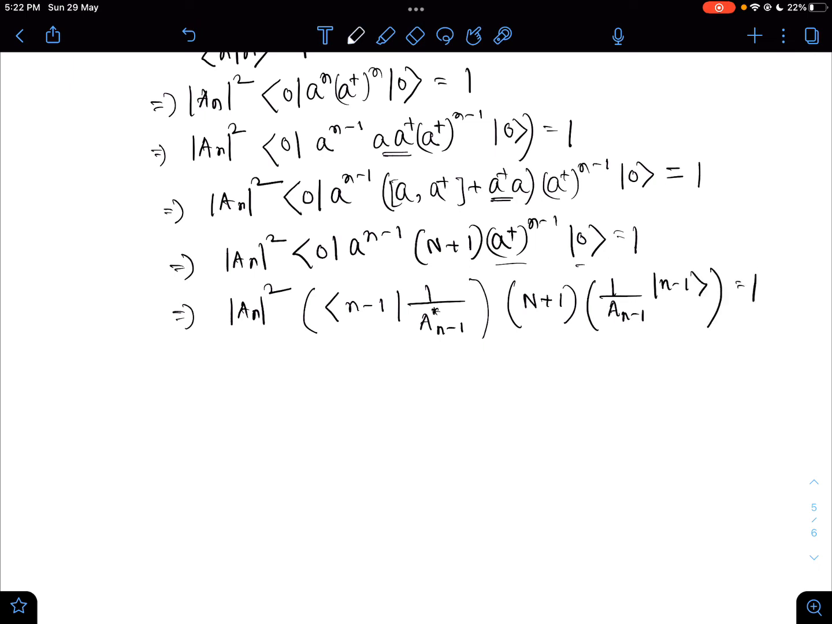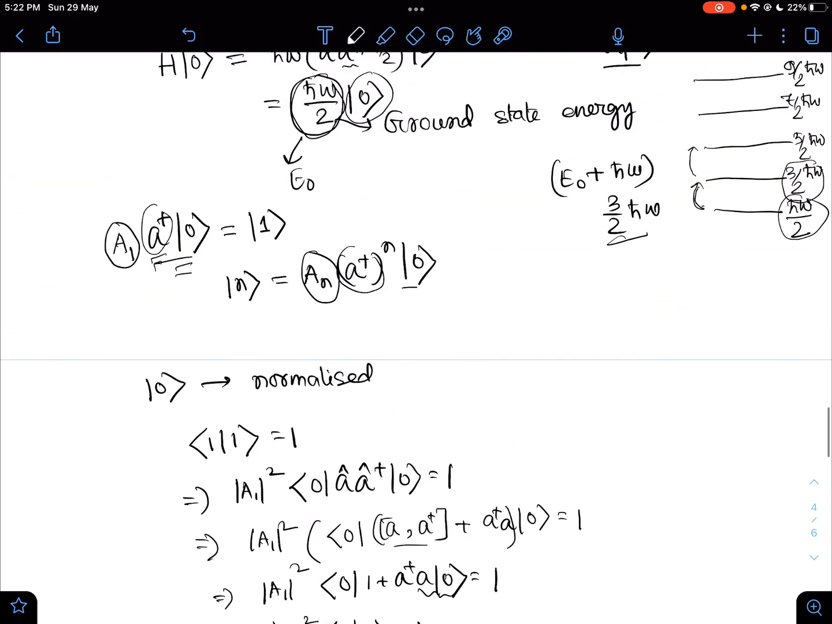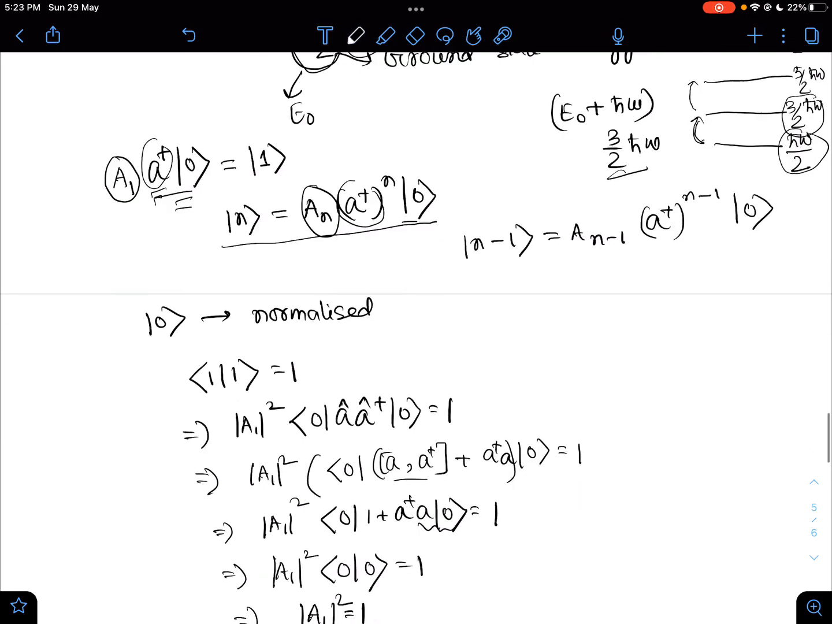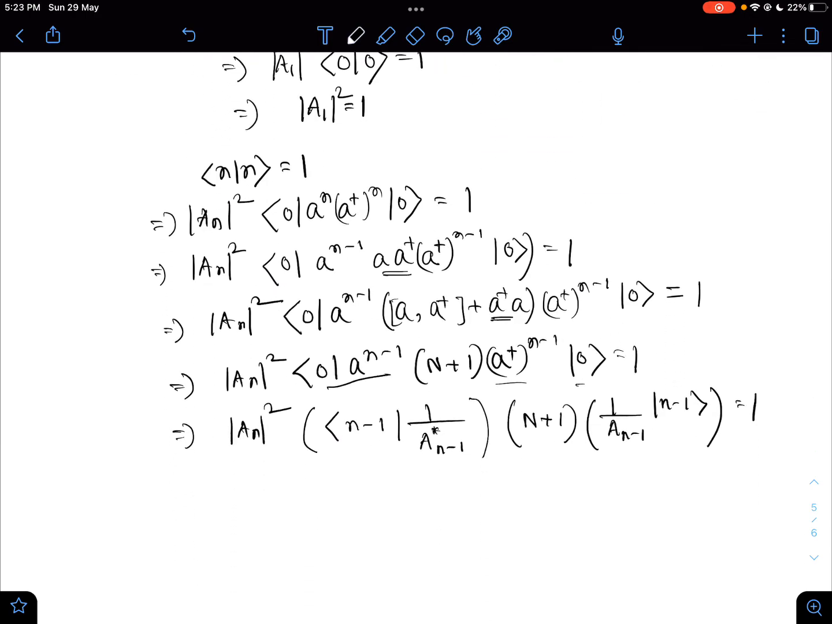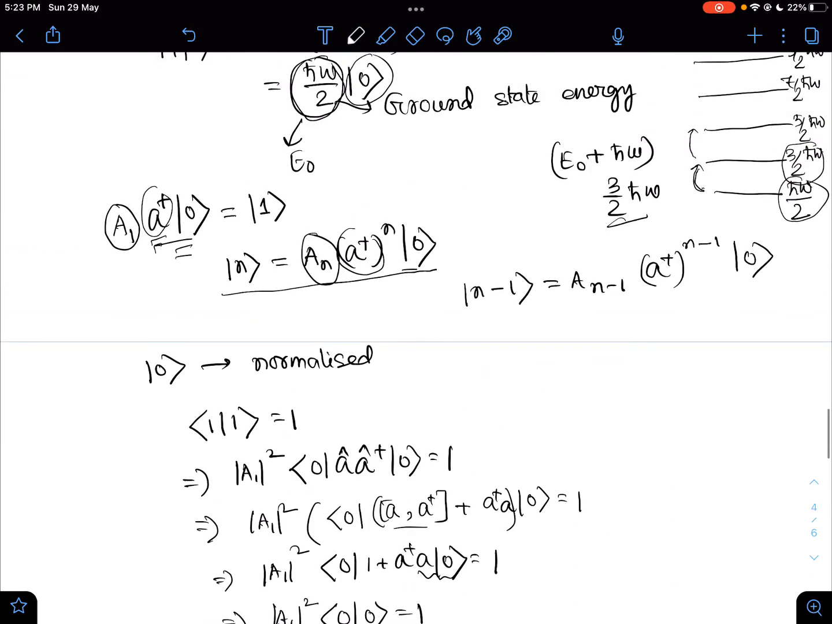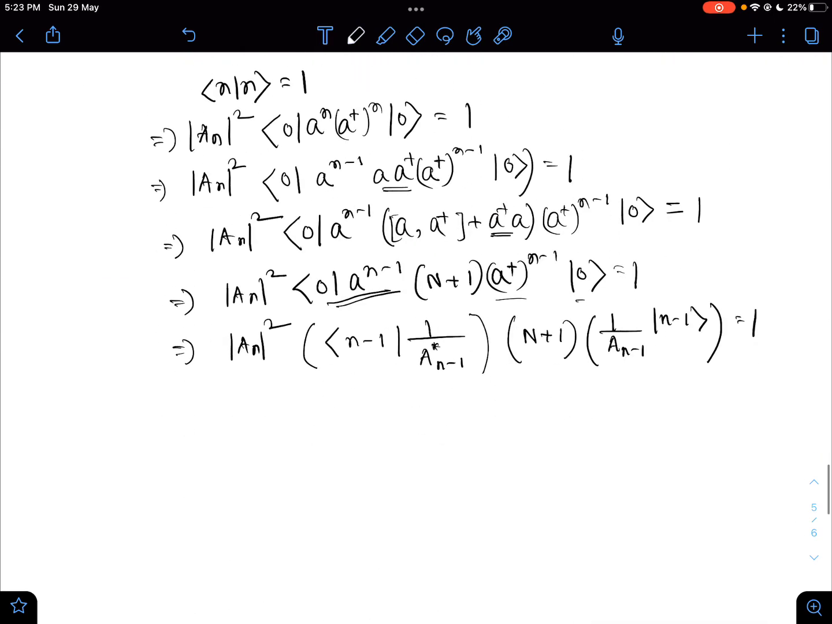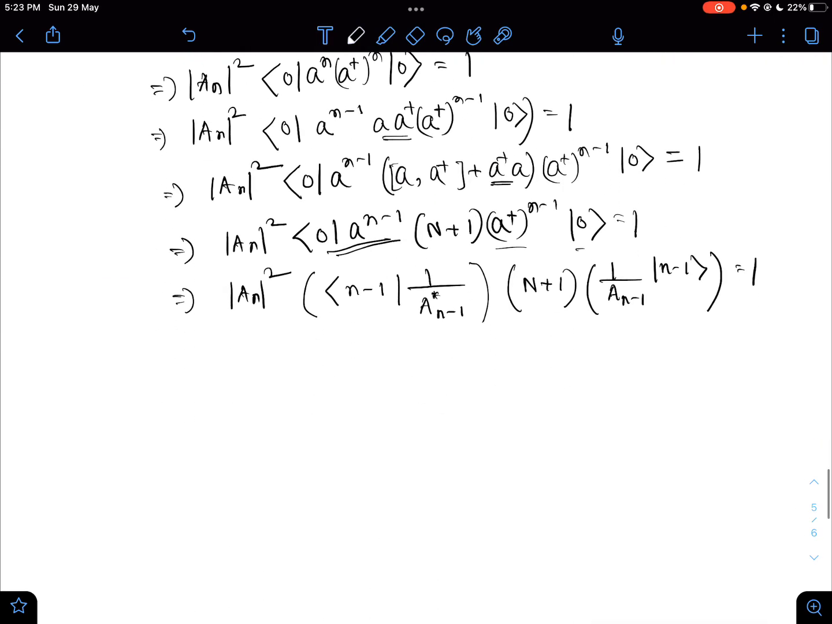So how are we writing this? We are writing this because we have already seen that |n> can be written like this. So |n-1> can be written as a†|n-1>. We are replacing this |0> a_n by this term and this term, and its complex conjugate. In this way we can get this relation.